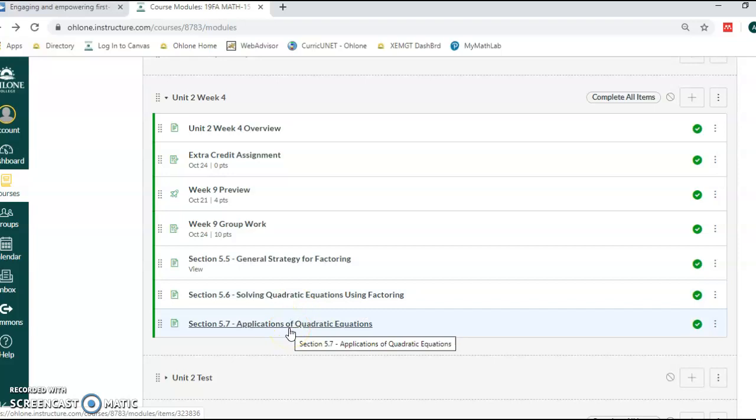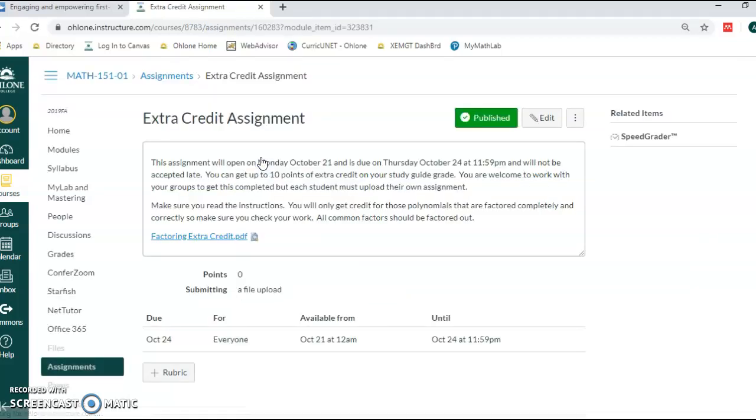Then there are some application questions at the end that get into solving applied problems, word problems, and there will be a word problem on the test. The other thing that's a little bit different this week is the inclusion of an extra credit assignment. You have your group work assignment and you have the preview questions, but the extra credit assignment is 10 extra credit points. It won't open until Monday, October 21st, and it closes on Thursday, October 24th.